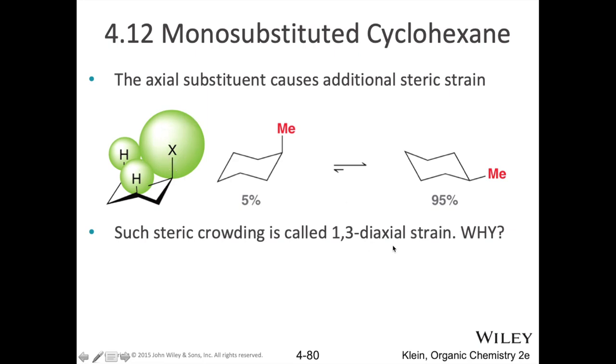We call this a 1,3 diaxial strain. 1,3 because, if you count this as your number 1 carbon, this is your number 2 carbon, and this is your number 3 carbon. So it's the strain between the substituents on the 1 and 3 carbons, respectively. That's where that name comes from. It's diaxial because it's 2 axial groups that are parallel or overlapping each other.